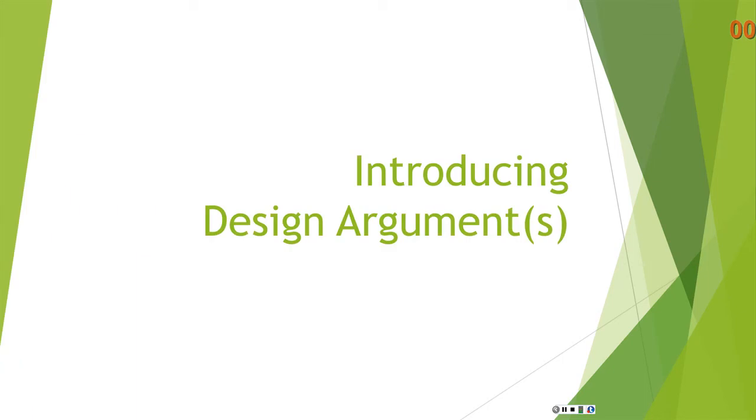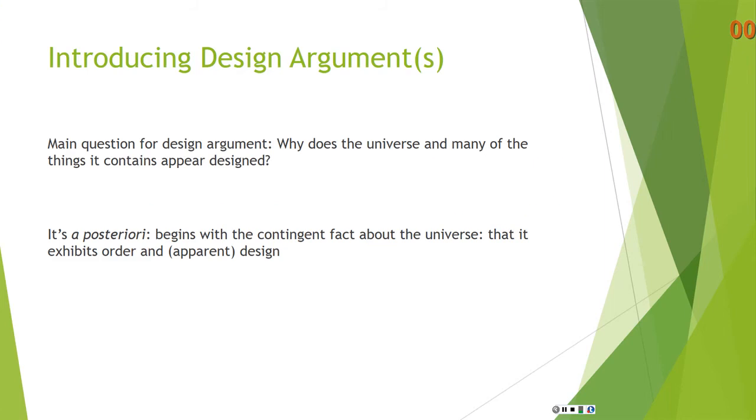What are they? What's their main point? So the main question for design argument is why does the universe and many of the things it contains appear to be designed? So, for example, the mathematical nature of the universe, the physical constants, and we'll look at some of the physical constants in the fine-tuning argument, the human body, the cell, DNA in the cell. For each of those things, it looks like it's designed. It gives the appearance of design. And then the design arguments, they sort of conclude that there was a designer, a god, if you will, who created and designed the universe.